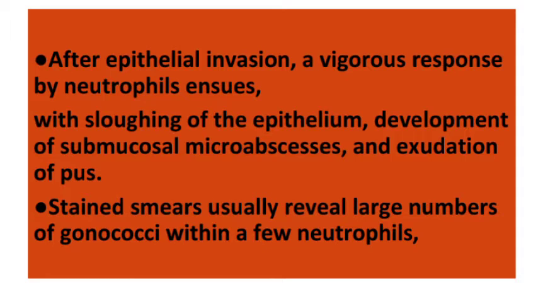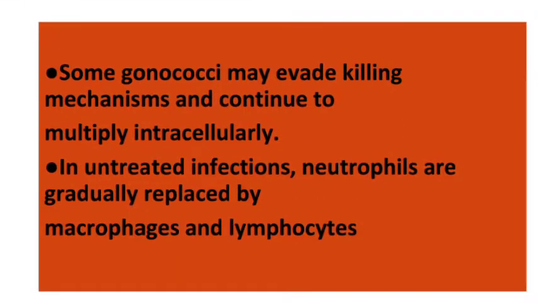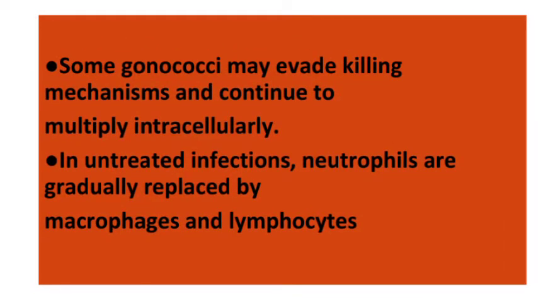Now let's look at another thing here. Some gonorrhoeae, that is Neisseria bacteria, escape the killing mechanism by neutrophils, and they continue to multiply inside these epithelial cells. And this is a process which makes this disease continue to spread. So, if the disease is not treated, these neutrophils are replaced by macrophages and lymphocytes, which help to kill this kind of organism.